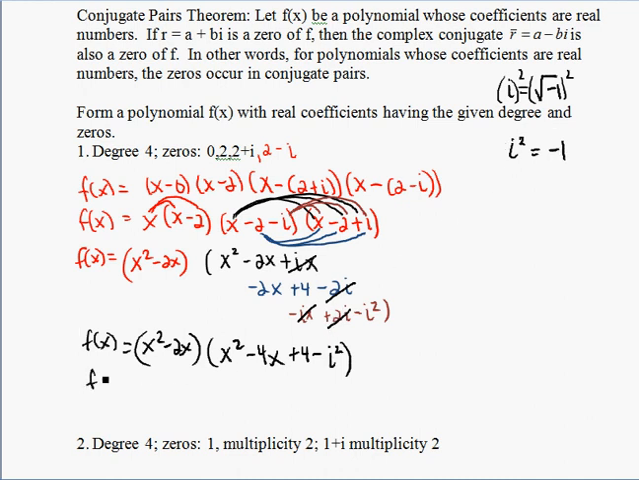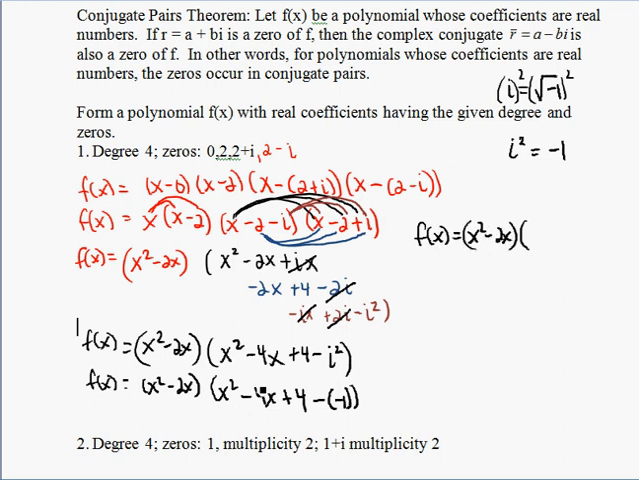So now I have f of x equals x squared minus 2x, times x squared minus 4x plus 4, and this is minus a negative 1. So that gives me f of x is equal to x squared minus 2x, and then this is 4 plus 1, which is 5, so that gives me x squared minus 4x plus 5.